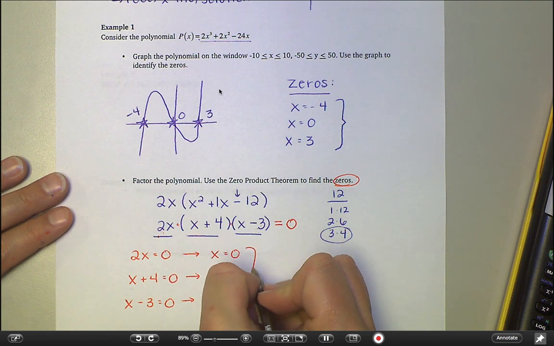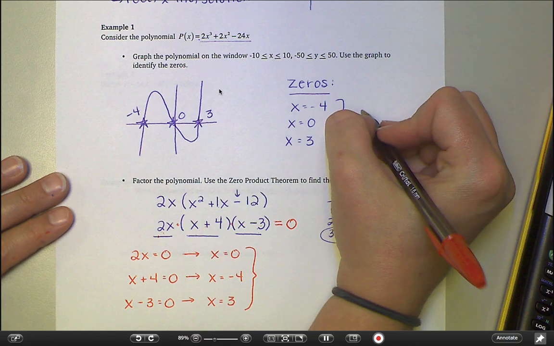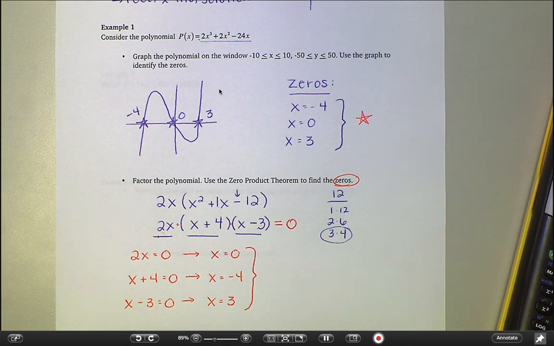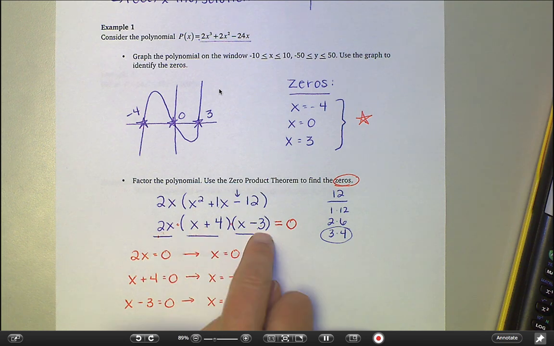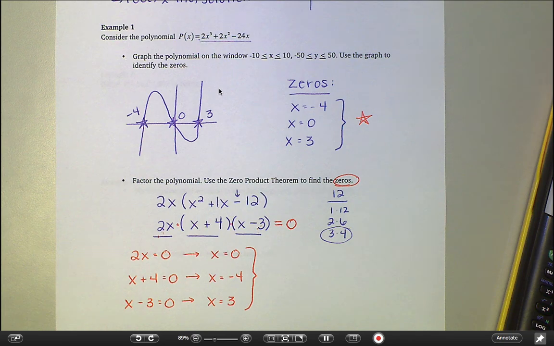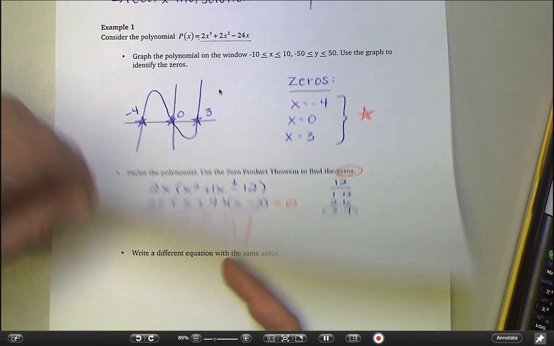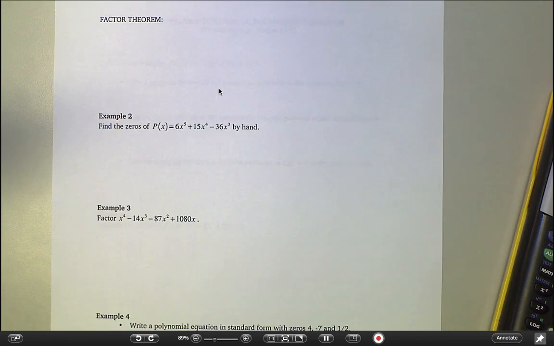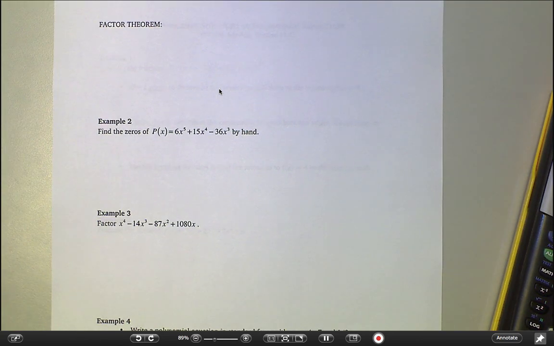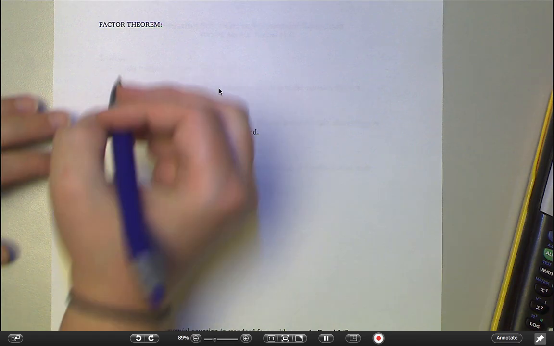Lo and behold, look at these compared to these, okay? You should find that what we just found were the zeros algebraically from the factors. Once I had the factors, finding the zeros was no problem at all, okay? And so that leads us to something called the factor theorem, okay? And the factor theorem, I'll go ahead and write it in words and then we'll dissect it.